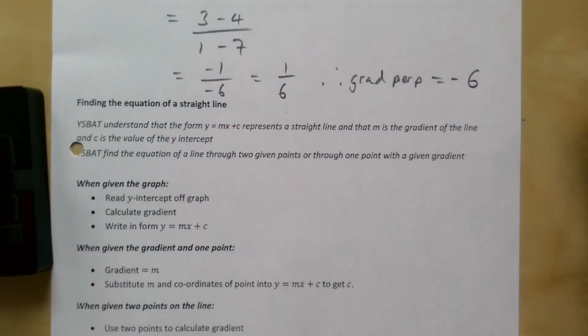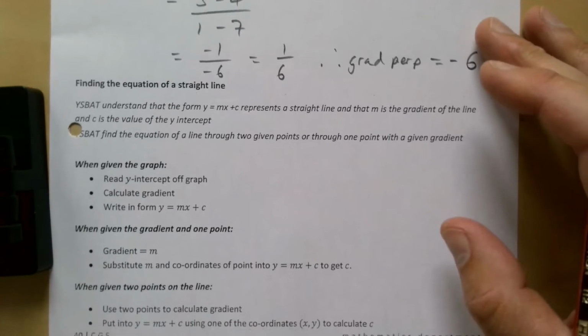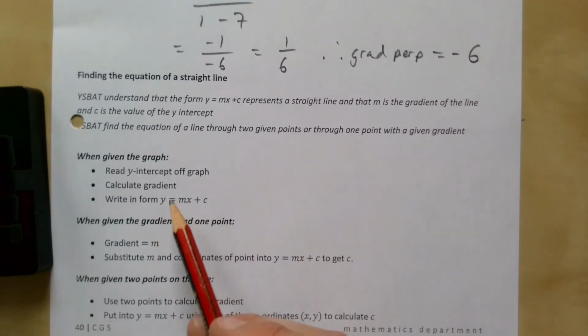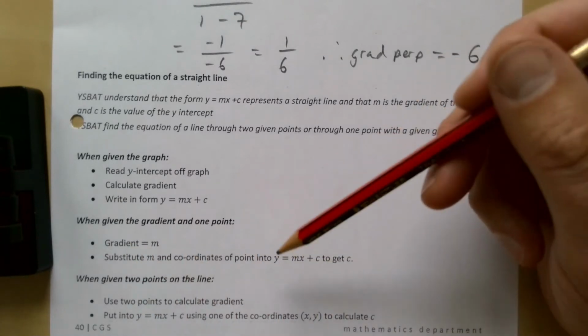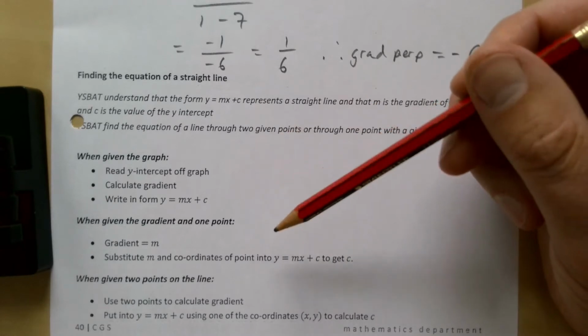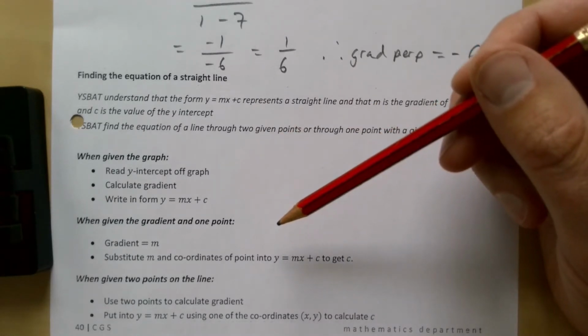GCSE Maths, finding the equation of a straight line. We have plenty of different methods to do that, but we're going to use the y = mx + c method. The thing I try to remember is if you know the gradient and a point on the line, you can find the equation of that line.